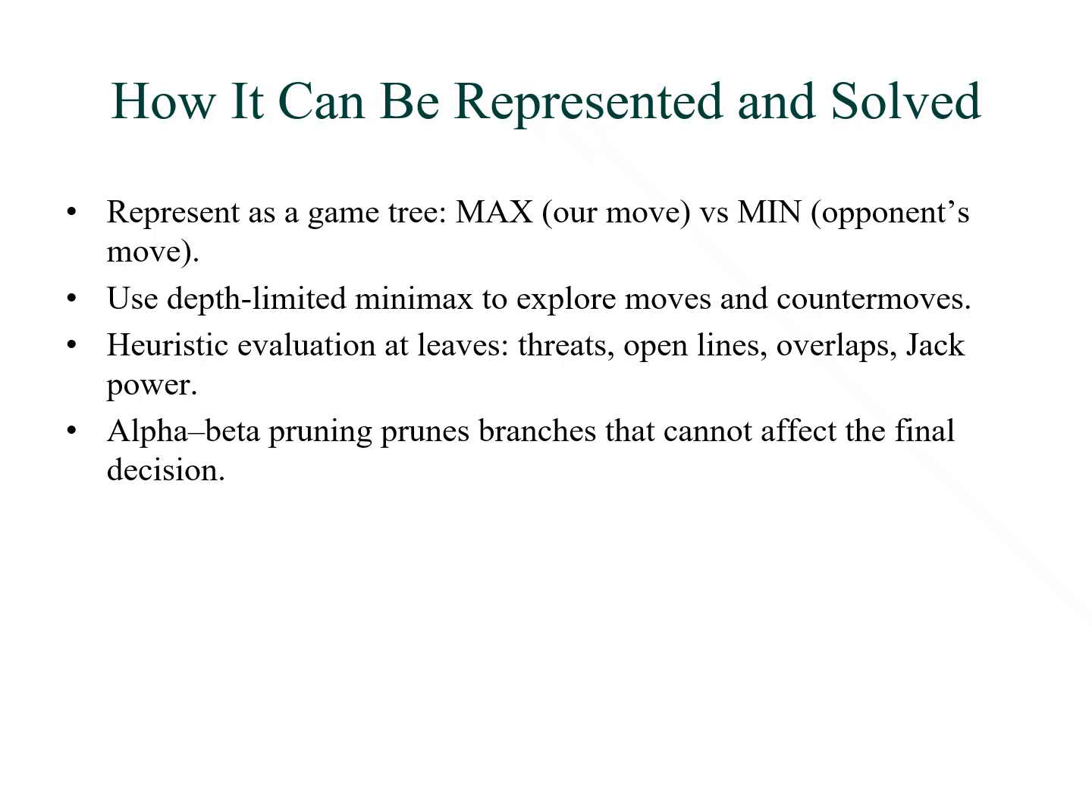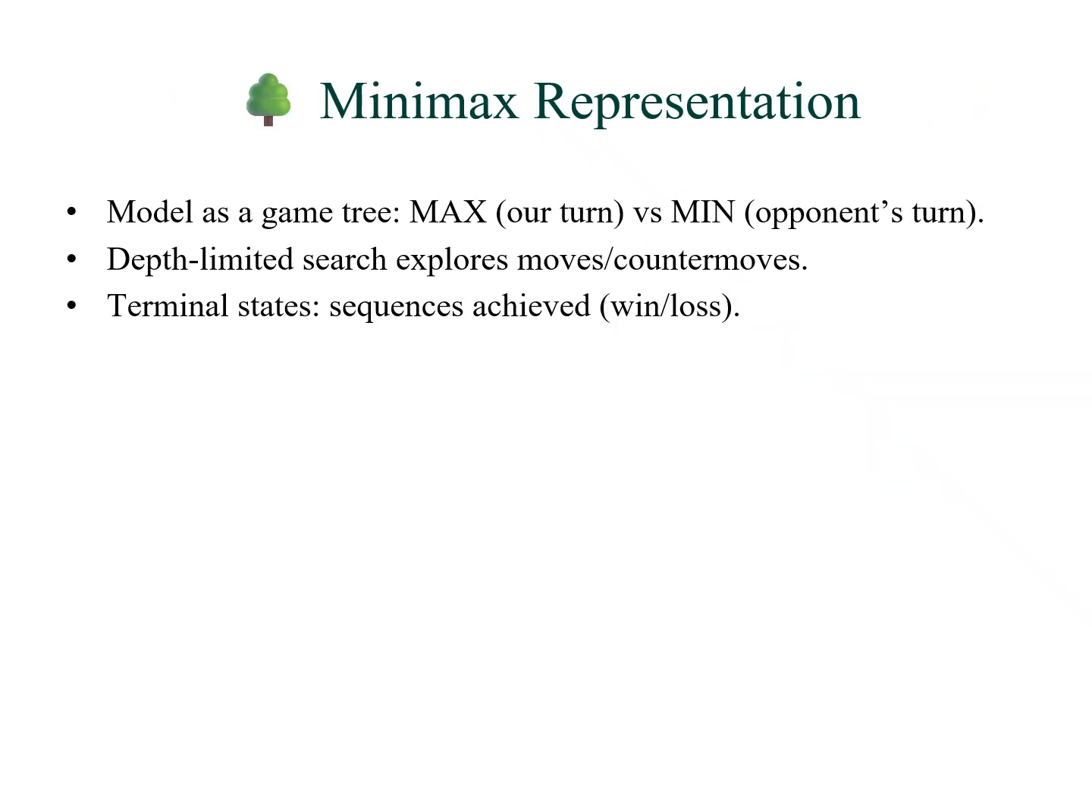And here we can solve by using alpha beta pruning, which helps to reduce unnecessary branches and makes the search more efficient. And the minimax representation will help the game tree representation of our moves and the opponent's moves.